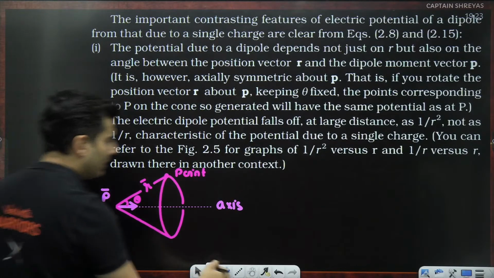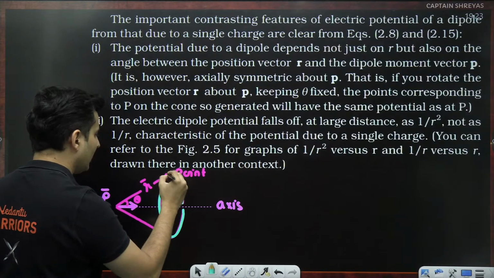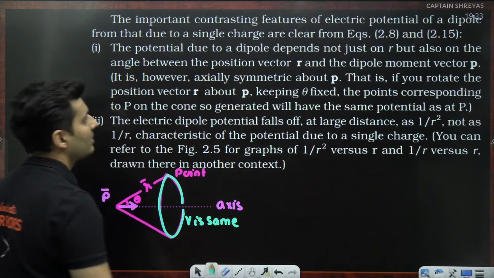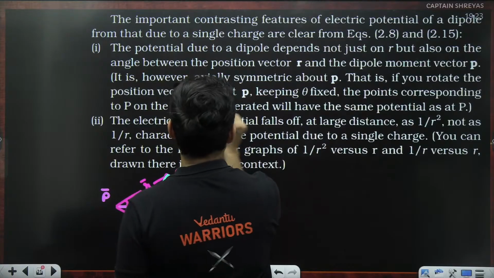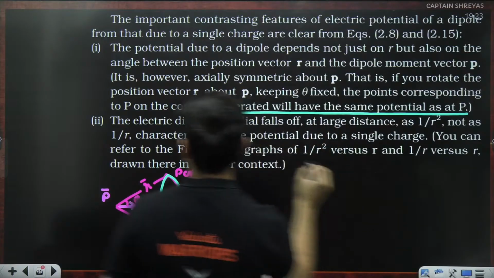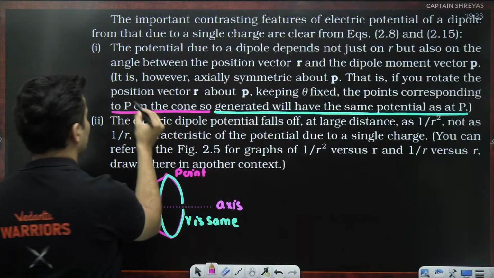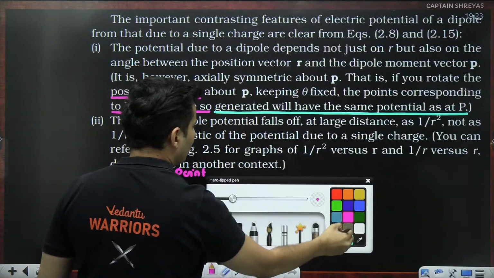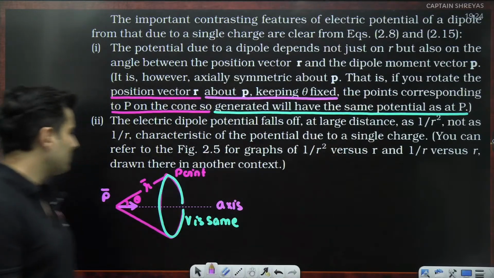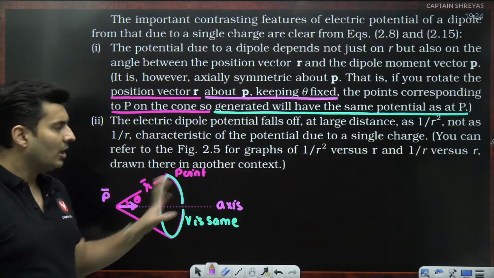So at all these particular points, the potential is going to be the same. The cone so generated will have the same potential as that of the point. The cone is the one which I have generated over here. If you rotate the position vector r about the dipole moment p, keeping theta fixed, all those points will have the same voltage. That is one thing which is very interesting to note about this diagram.